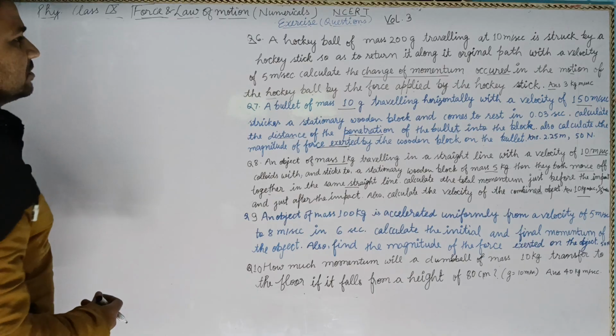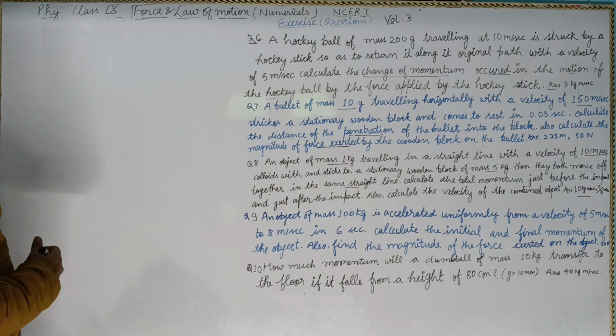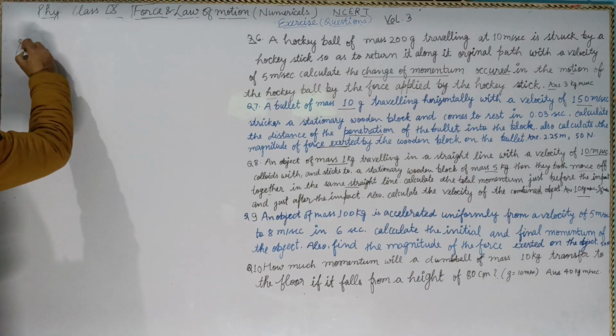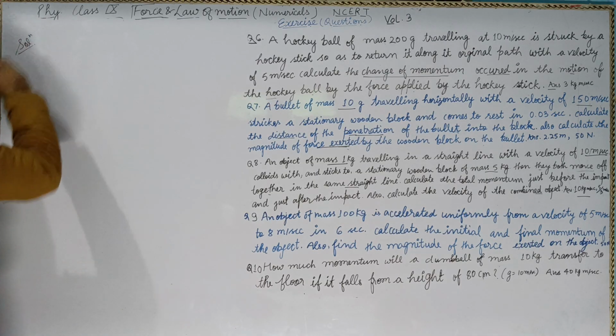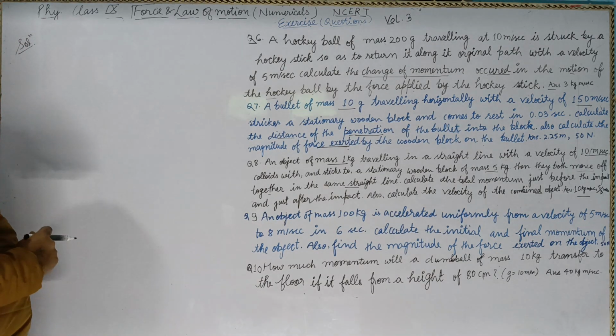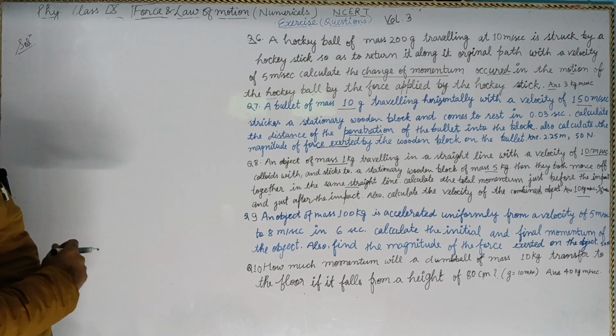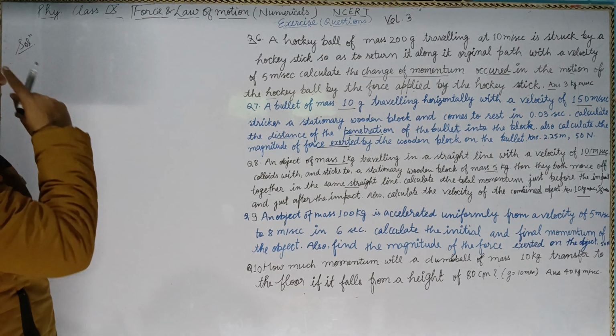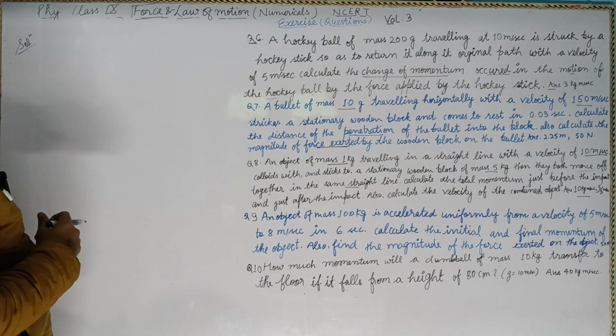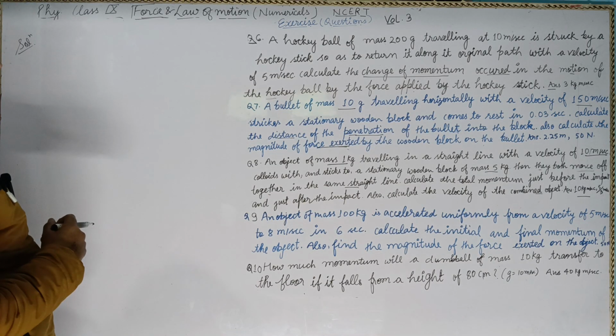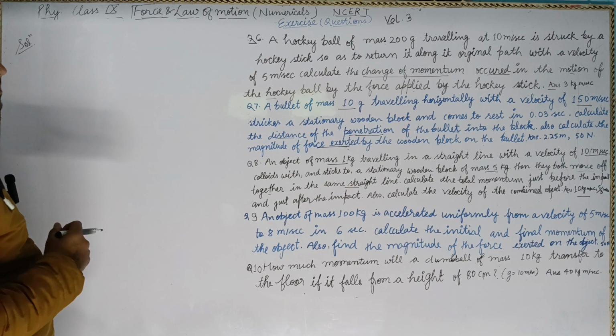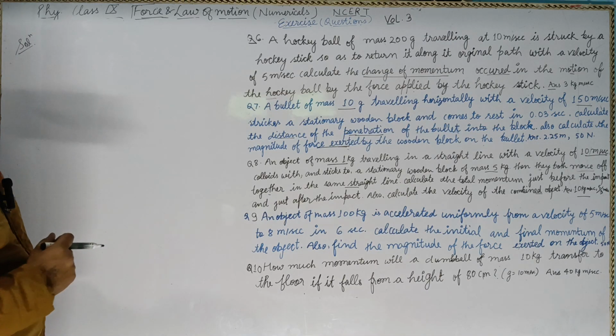Watch the questions carefully. Question number 6. A hockey ball of mass 200 gram traveling at a speed of 10 meter per second is struck by a hockey stick so as to return along its original path with the velocity of 5 meter per second. Calculate the change of momentum occurred in the motion of the hockey ball by the force applied by the hockey stick.